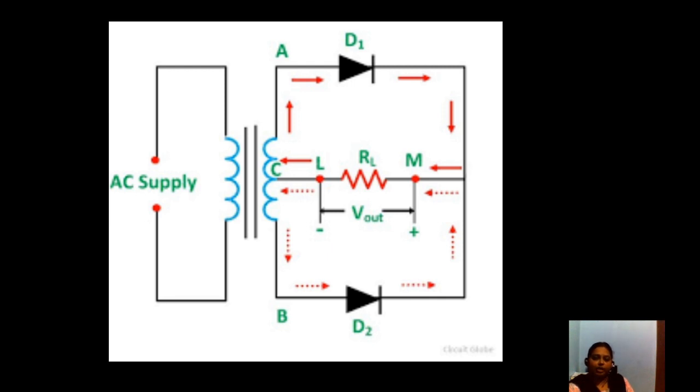This transformer will either step down or step up the voltage that we are giving at the primary of the transformer. The two diodes are there. In the half-wave rectifier we have only one diode. In the full-wave rectifier we have two diodes and we have a center tap connection.